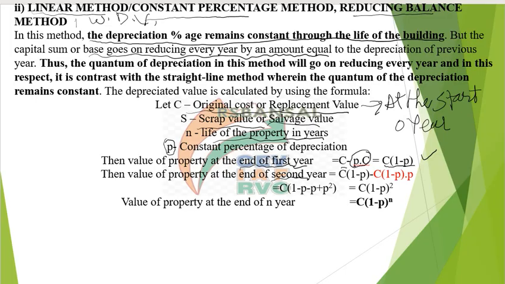C into (1 minus P) is the value at the start of the second year, and this is the depreciation, C into (1 minus P) multiplied by P. If you rearrange it, it will be C into (1 minus P) squared. Similarly, if you have to calculate the value of the property at the end of its economic life, if it is n years, it will be C into (1 minus P) raised to power n.